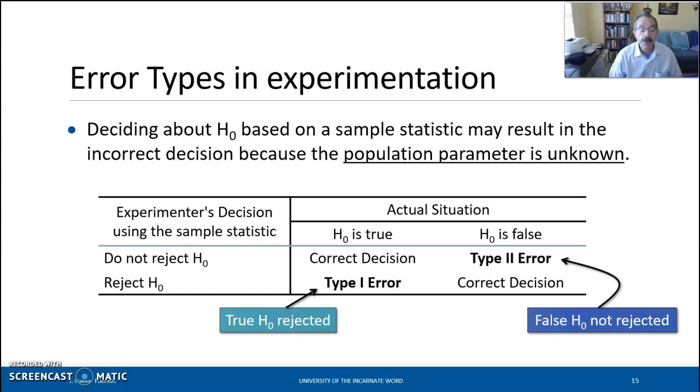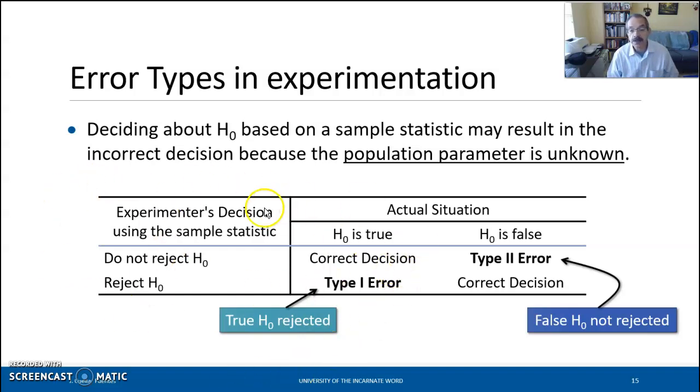This is segment 3 of the Module 8 lecture. Here we introduce another concept, which is the type of errors in experimentation. So when we make a decision about a null hypothesis using a sample statistic, we may incur an error in our decision, just because the population parameter is unknown.